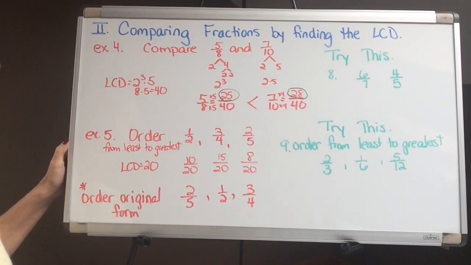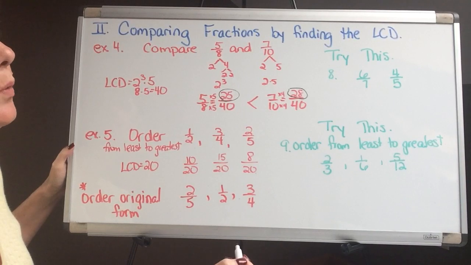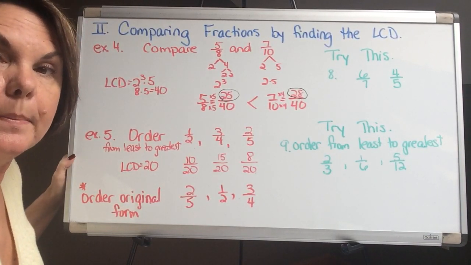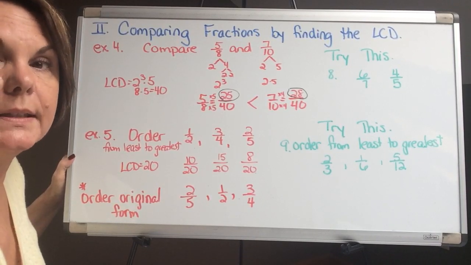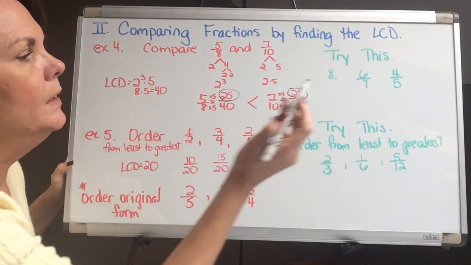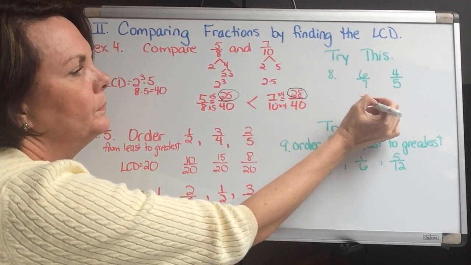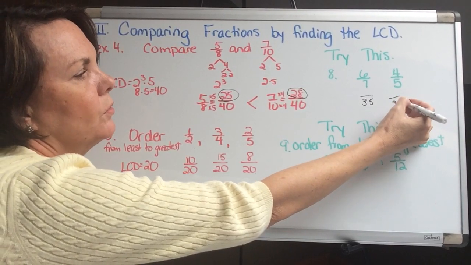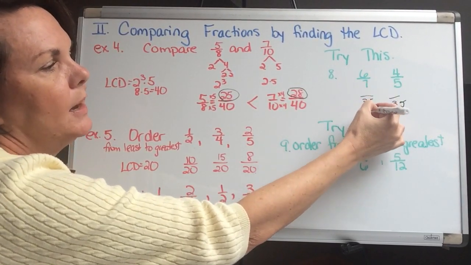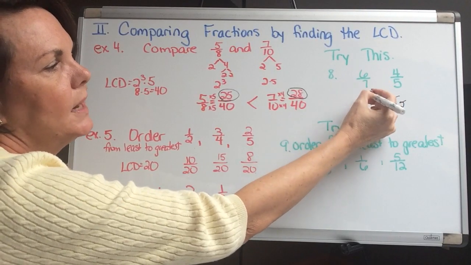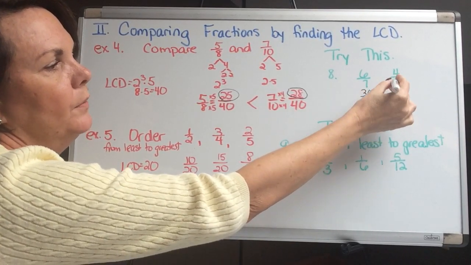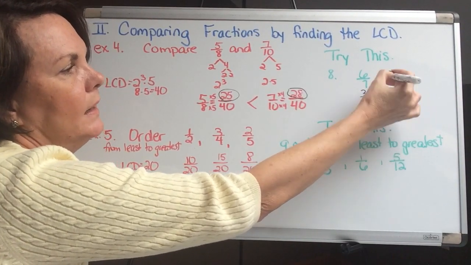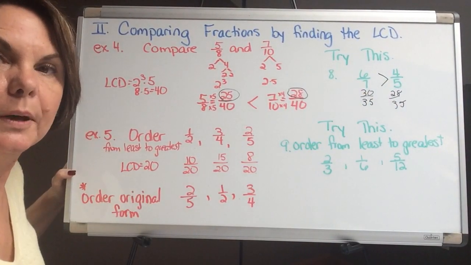So let's try one. Okay, we have 6/7 and 4/5. So we're looking at the 7 and the 5. They both happen to be prime numbers. So 7 times 5 is 35. That's the first multiple they will have in common. So if I take a look and make them both out of 35, 7 times 5 is 35, so 6 times 5 is 30. 5 times 7 is 35, so 4 times 7 is 28. This is greater than that one.